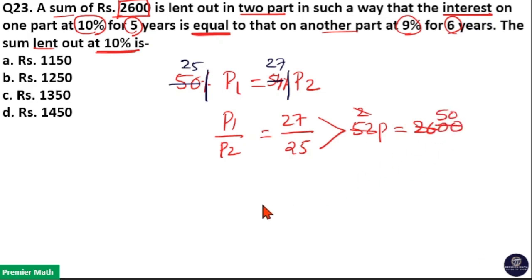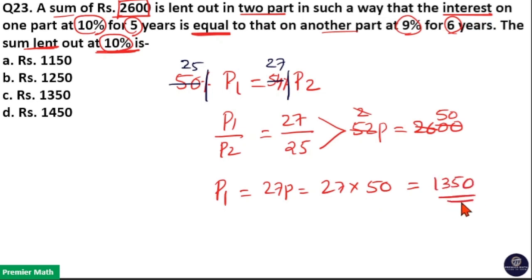That is 1 part is equal to 50. Here we need to find out the sum lent out at 10%, which is P1. So P1 is 27 parts, which is equal to 27 into 50. 25 into 5 is 125, 27 into 5 is 135. So 1350. Option C is your answer.